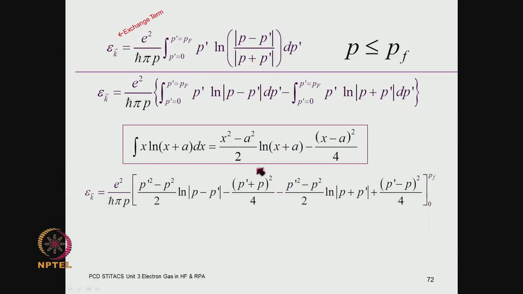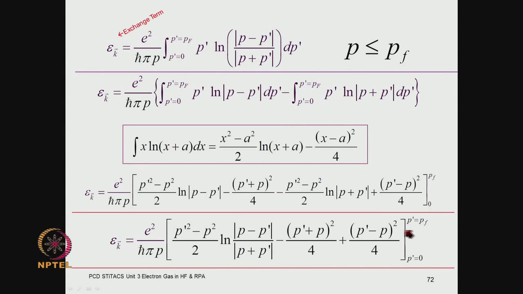So, we get, similar to this, x square minus a square by 2 log (x plus a), this term over here, and then for this (x minus a) whole square over 4 we get (p prime plus p) whole square over 4 from this term, and likewise we get 2 terms from this. Okay? Now, you do not have to write this down very quickly because you will have access to the PDF file in which all these formulae are available. Okay? So, they will be uploaded at the course website, but you need to follow how the derivation is being done.